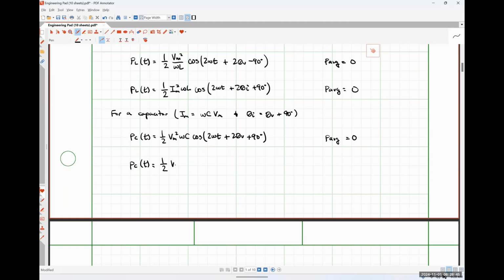We have 1/2 Im squared over omega C, cosine of twice omega t plus twice theta I minus 90 degrees. And once again, our average power is 0. And the graph for the instantaneous power absorbed by a capacitor is going to look effectively the exact same thing as it did with the inductor. It's just going to be shifted to the left or right because it's just different phase angles.